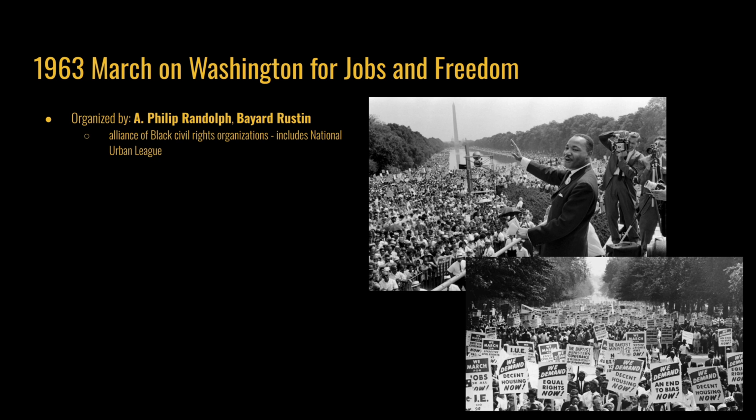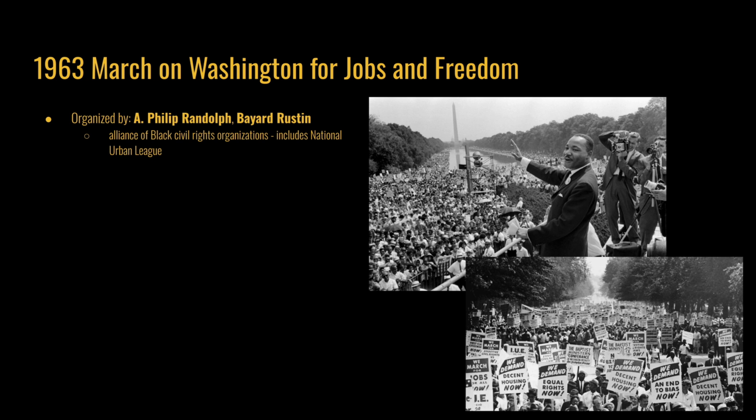In 1941, Randolph had threatened to organize a 100,000-person march on the National Mall if President Franklin D. Roosevelt did not issue an executive order eliminating segregation and discrimination in the defense industry. Roosevelt responded by signing Executive Order 8802, which prohibited racial discrimination in war industries and established the Fair Employment Practices Committee. This marked one of the first major victories in the civil rights struggle of the 20th century, setting a precedent for using mass demonstrations to pressure the federal government.